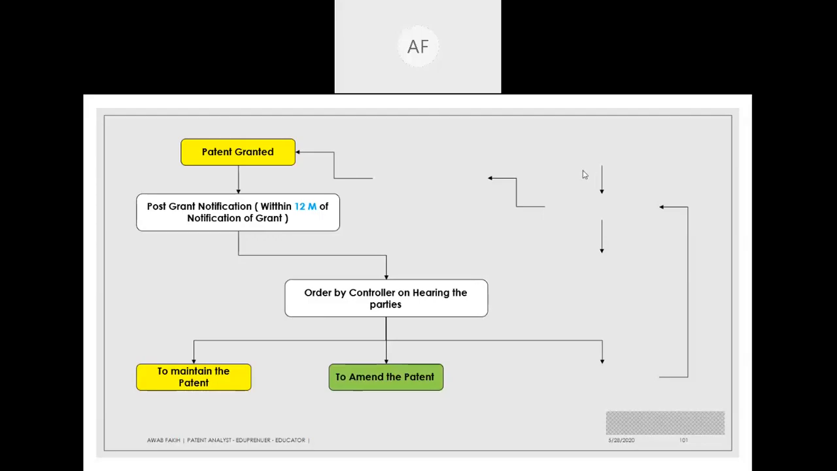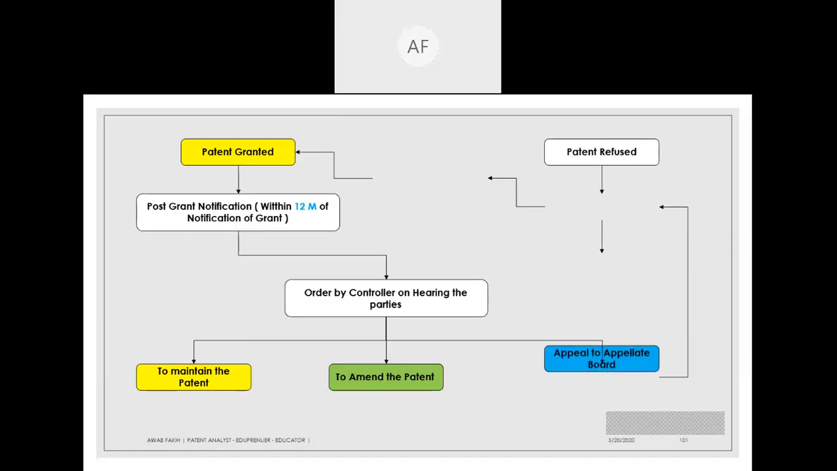Let's see what if the answer is no. If the answer is no, my dear friends, in that case the patent is refused. As I said, there are various places where you can appeal it. So you don't have to lose hope, right?